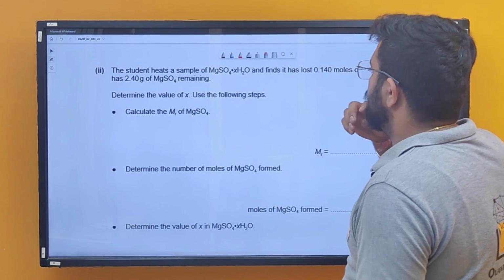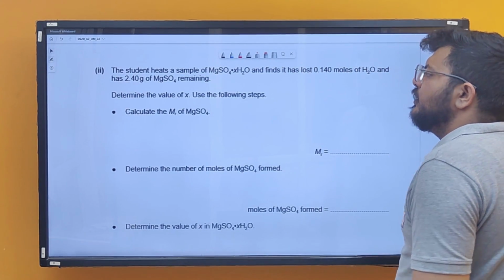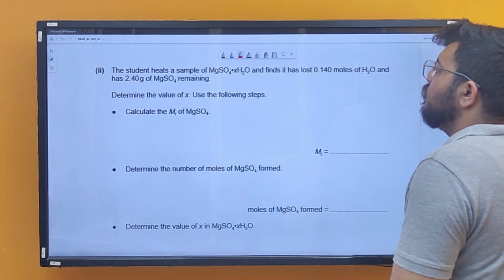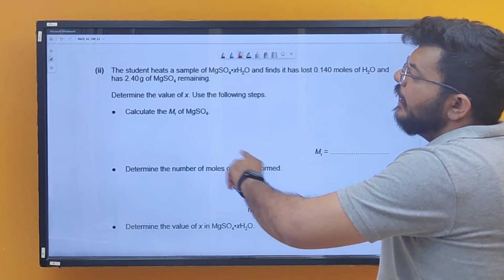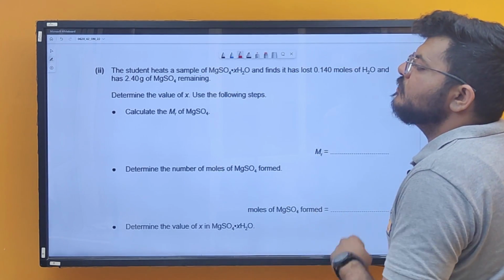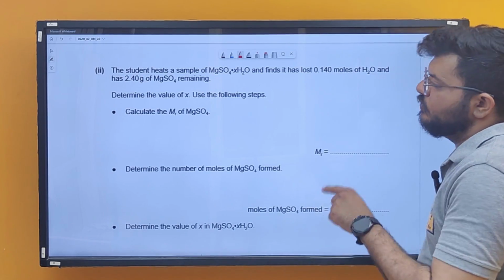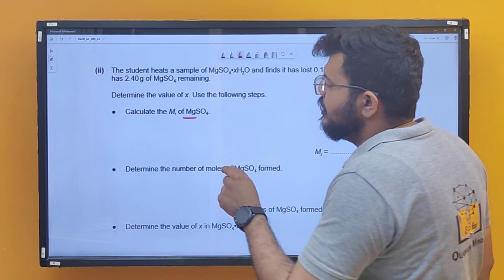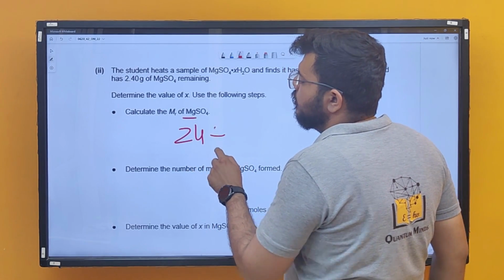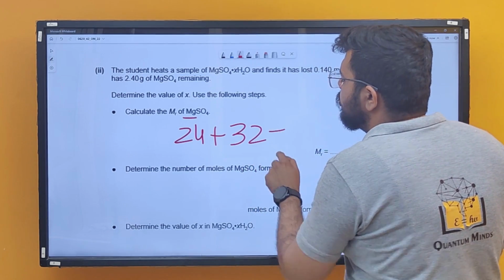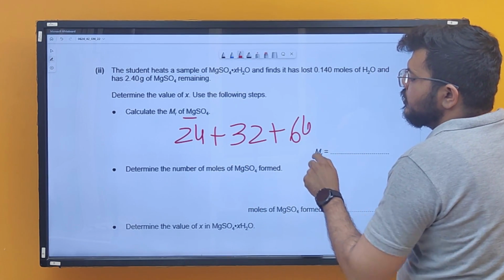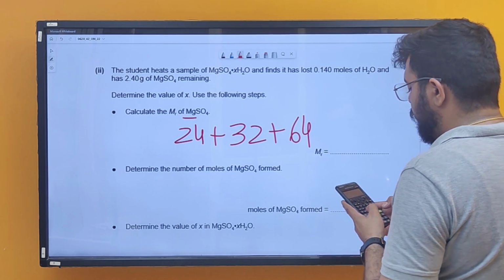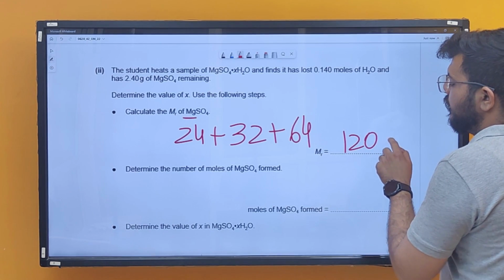When we have the student heats a sample of hydrated magnesium sulfate, and finds it has lost 0.140 moles of water and has 2.4 gram of magnesium sulfate. Determine the value of x. Use the following steps. Calculate the Mr of magnesium sulfate. Sodium 23, magnesium 24, sulfur 32, oxygen 16, 16 fours are 64. So you have 64, 32, 24, 120. So Mr is 120 gram.